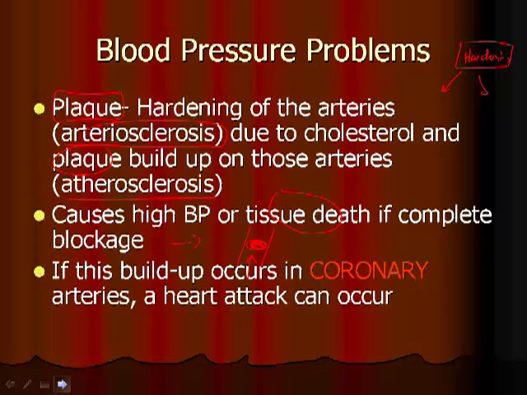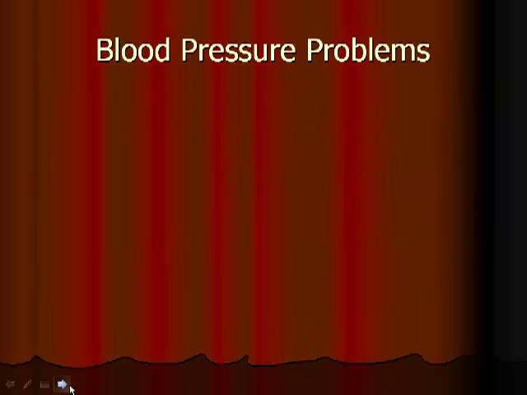If this happens in some of the coronary arteries, that can lead to a heart attack. So the arteries that are on our heart, that does not look like that, if there's any blockages in those, that's what's going to cause you to have a heart attack. And it's actually called a myocardial infarction. That's what a heart attack is. It's called an MI.